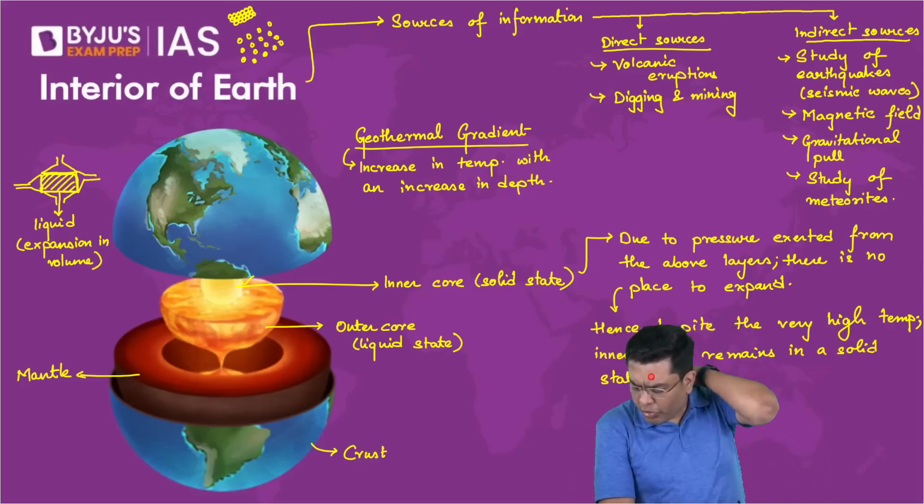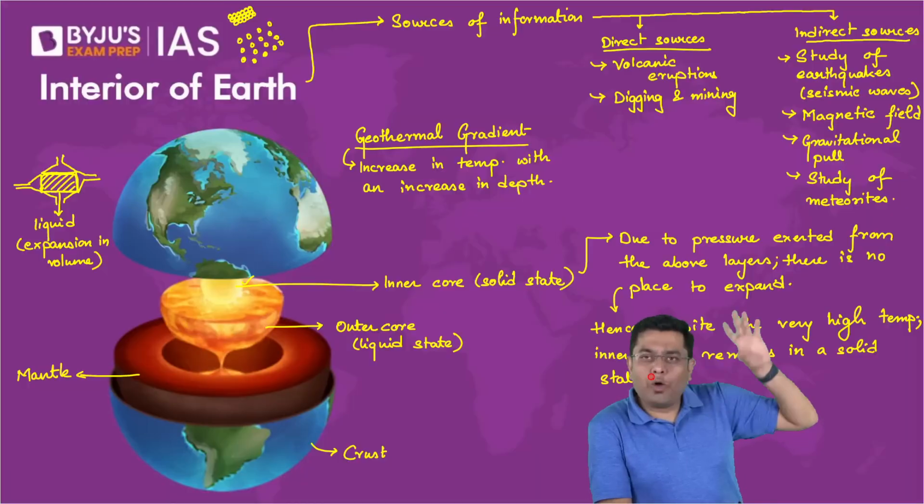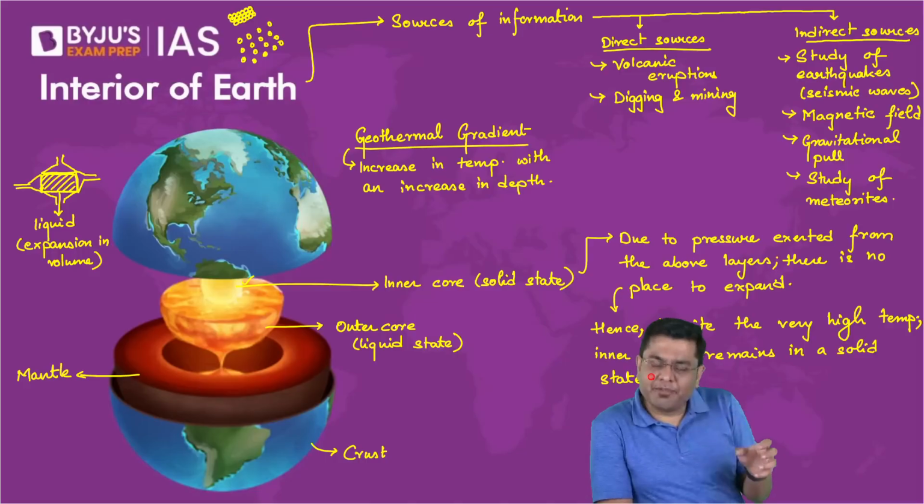Why is the outer core not solid too? Because compared to the inner core, the outer core has a couple of thousand kilometers less of overlying material, so it has significantly lesser pressure, and it can expand. Hence it is in molten state.